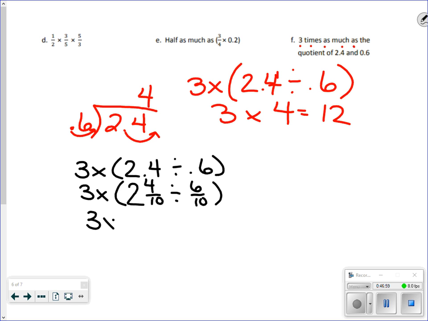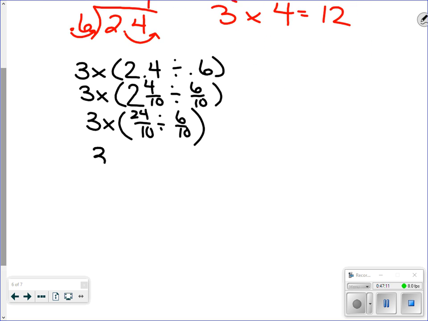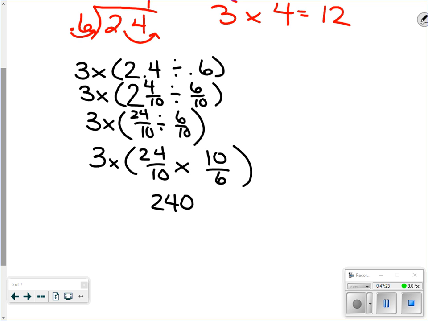I cannot divide it like it is. 24 tenths divided by 6 tenths. And then it'd be improper and make it 240. Keep, switch, flip, which does 240 over 60, and then 2 zeros. Take one off. Take the other off. 24 divided by 6. 4.